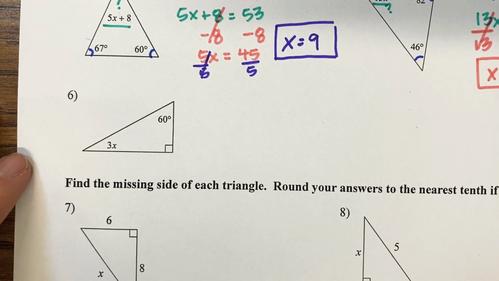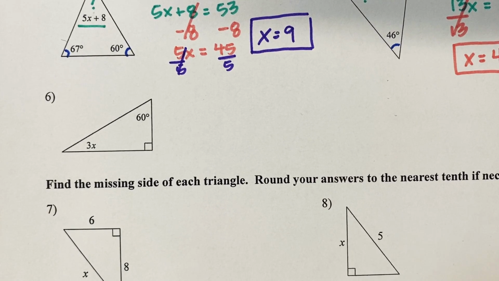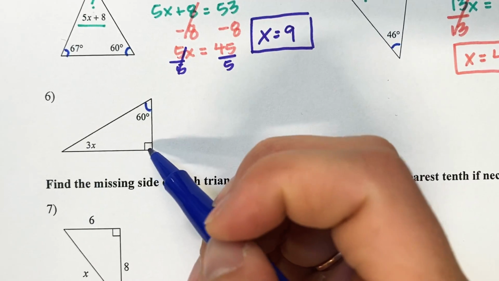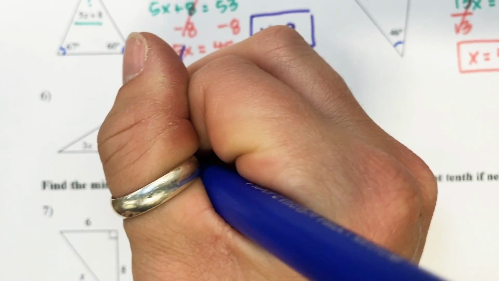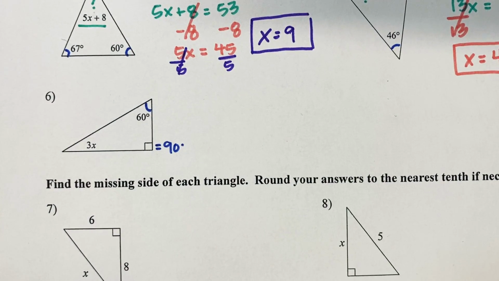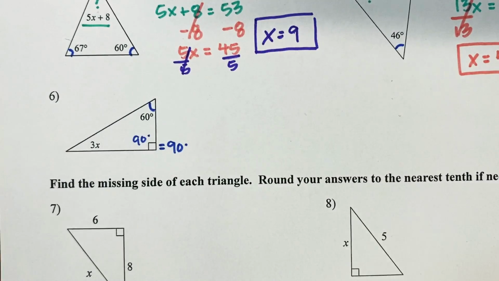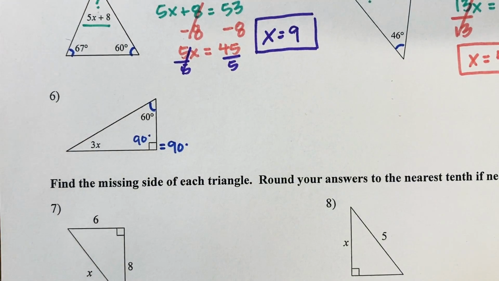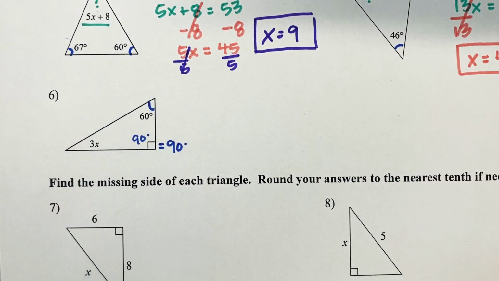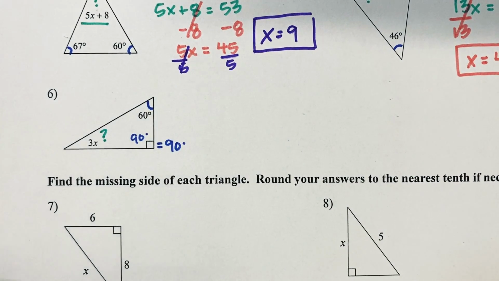Okay, let's do number 6. It gives us two angles. But what is this angle that's labeled like this? That equals 90 degrees. Whenever you see that little box, we know that that's actually 90 degrees. Awesome. So it gives us the two angles. We're trying to find the third angle, or the angle with our x in it.